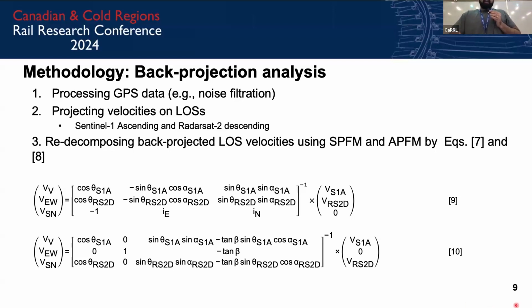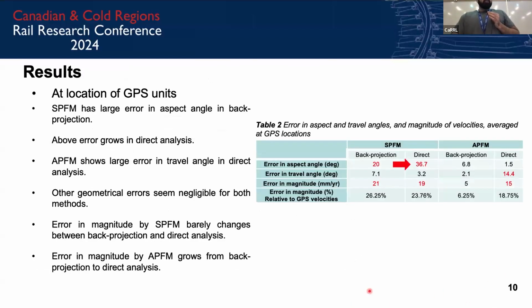That said, the direct analysis is still valid, because in real-world applications, it's very hard to suppress the impact of these sources. So we use both of these approaches to study the performance of these methods. This table shows the errors in aspect angle, travel angle, and the magnitude of total velocity vectors as interpreted by SPFM and APFM at the location of GPS units. Before I get to the results, I should add that these are average errors, because very limited variations were observed between the GPS units.